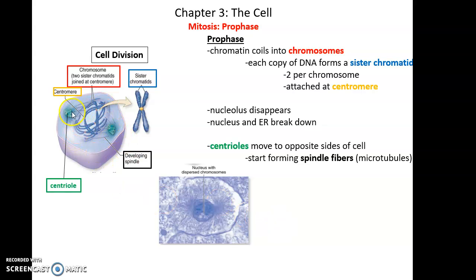We also see that the centrioles of the centrosomes are now on opposite sides of the cell, and they start producing structures called spindle fibers. These spindle fibers will start to grow out toward the chromosomes. And spindle fibers are made of microtubules.